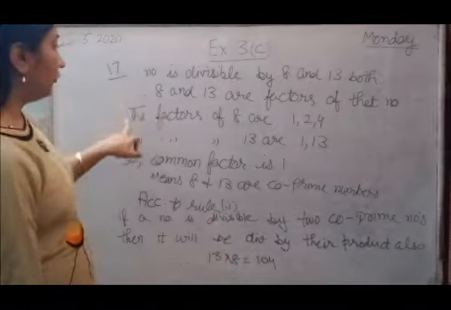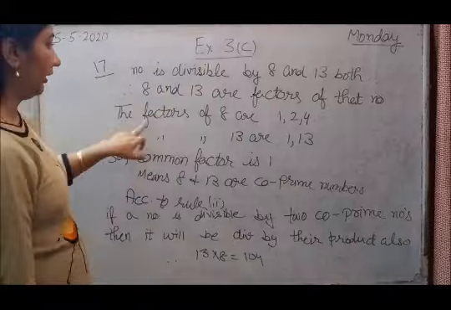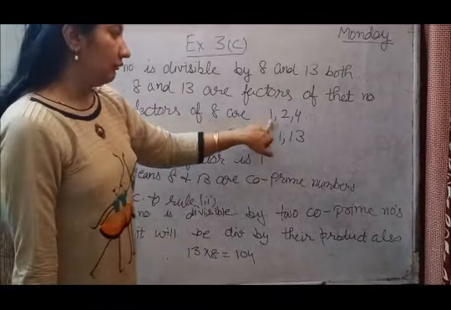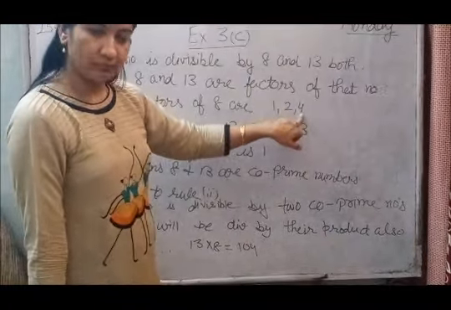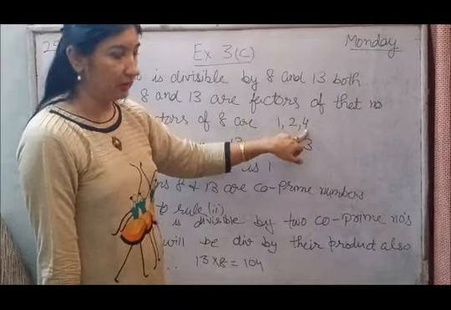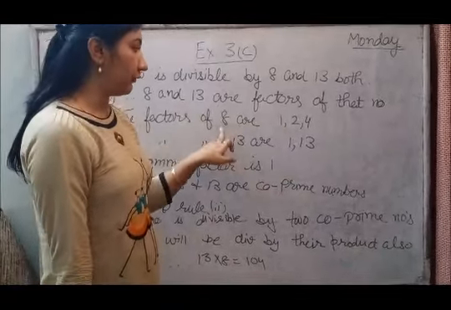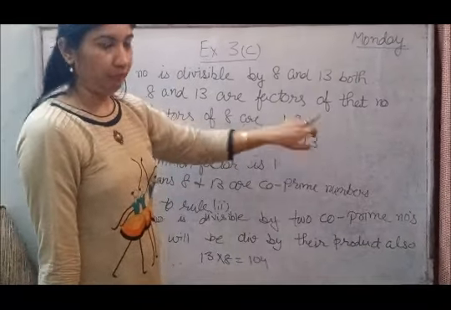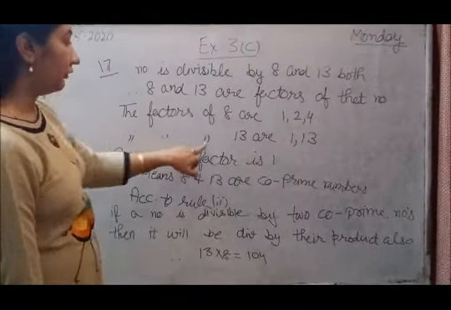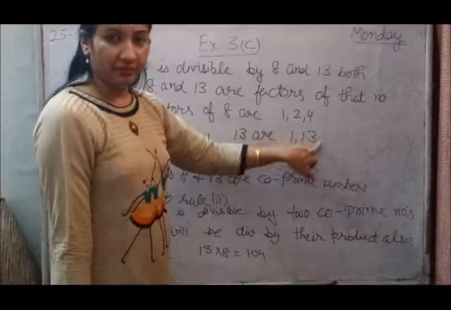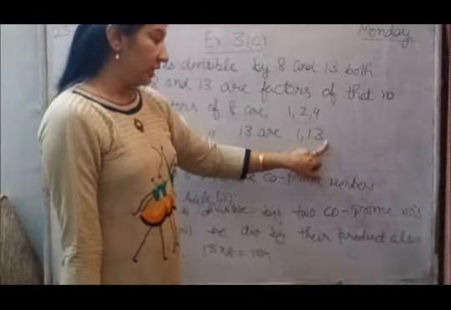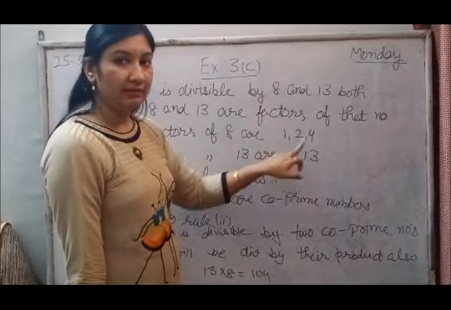Firstly, find out factors of these two numbers. Factors of 8 are 1, 2, 4. Is it clear to you how I find the factors? It means 8 is coming on 1's table, on 2's table, and on 4's table. Similarly, factors of 13 are 1 and 13. Why? Because 13 is coming on 1's table and 13's table.